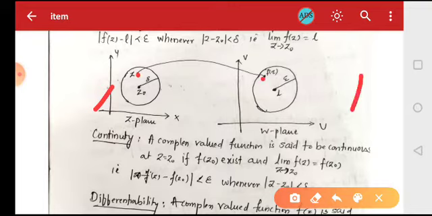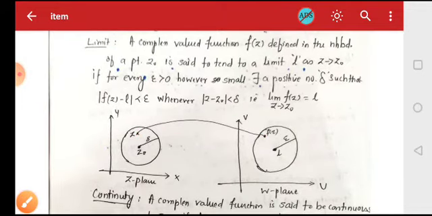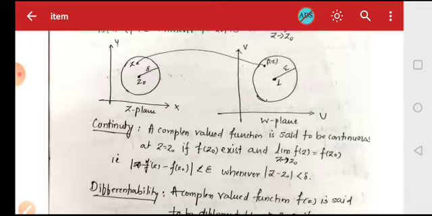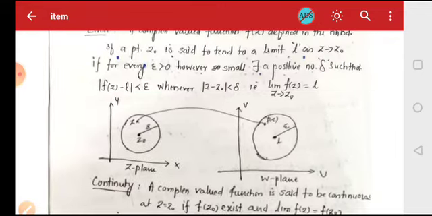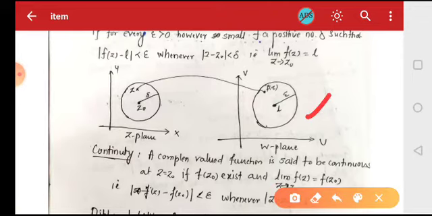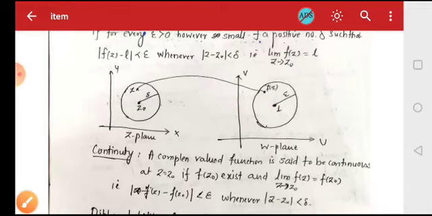Okay, now the condition is the limit of a function f of z as z tends to z0. As you know, f of z is the image of z, and the element z is in the neighborhood of the point z0. Now if I draw a circle in the w plane with center L and radius epsilon, then as z tends to z0, f of z will tend to L. That is only the definition of limit.